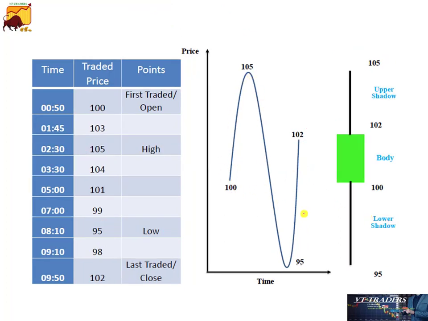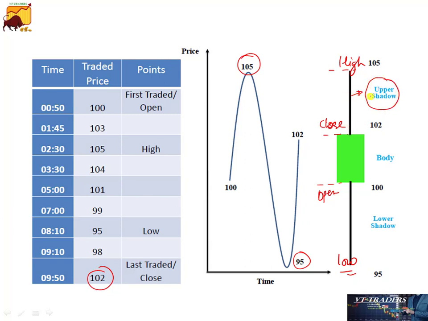Similarly, the price is moving and the open price is 100, the close price is 102, here the high is 105 and the low is 95. So here we mark the high as 105 and the low as 95. So this type of candle will form, and this is called the upper shadow. This is called the upper shadow or wick.